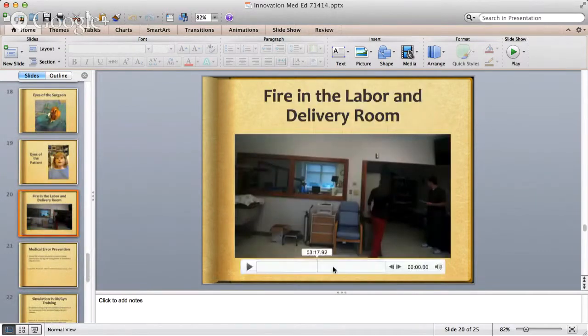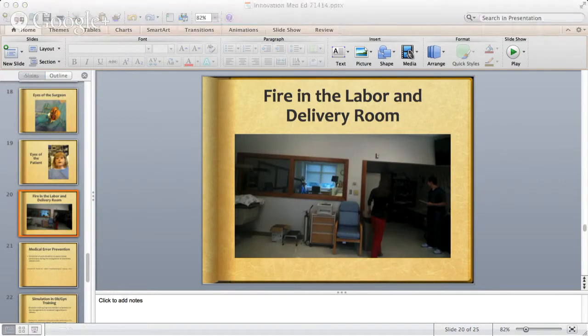And here is our, so let's see if we can get this to play. Actually, for this one, let me see if I can bring it up so they can see the whole screen. Does it still say fire in the labor and delivery room? Yeah, fire in the labor and delivery room.